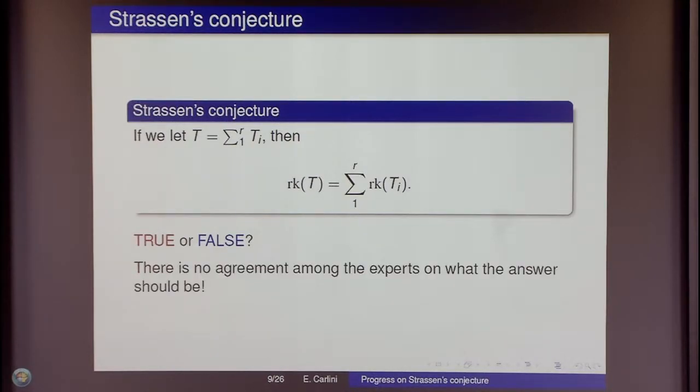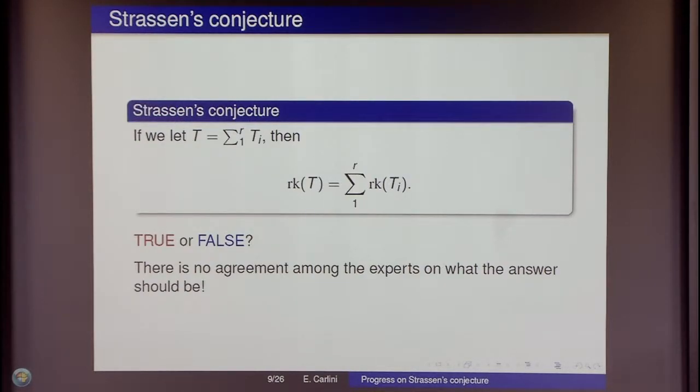But I think that in general, among experts, there is no common agreement about whether it is false or true. So it's really open. It can be, in some sense, both of them, we don't know. It would be a surprise in any way, and it would be really nice to see how it is working.